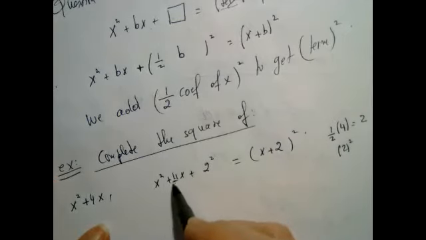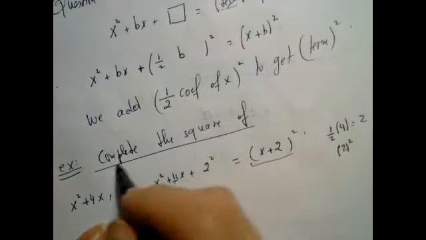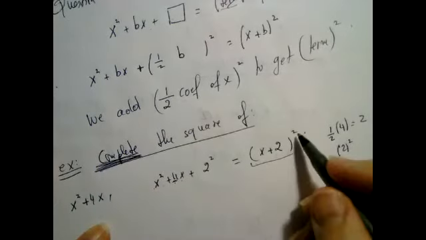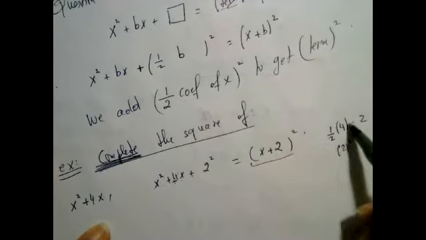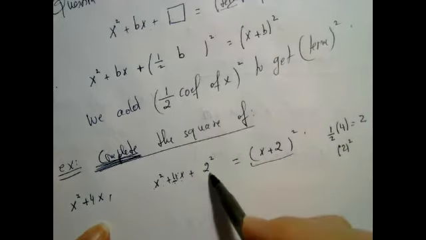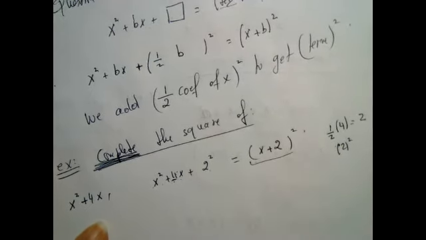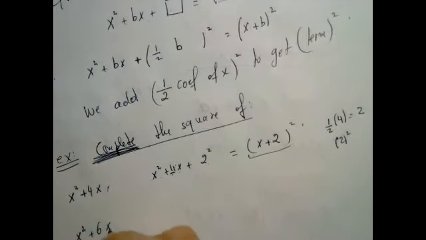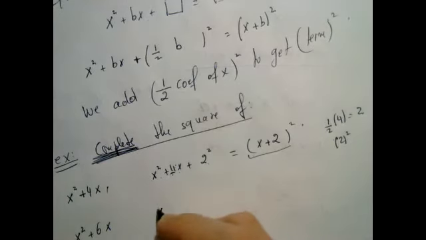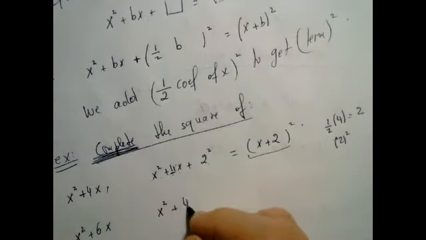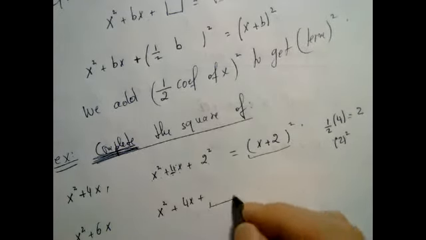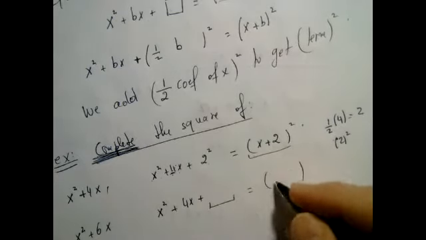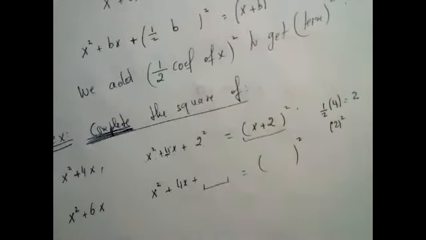So if I have an expression x squared plus 4x, what shall I add to get a term squared? That's why it's called completing the square. You take the 4, you divide it by 2, it gives you a 2, you square it, and you add it. Example number 2. x squared plus 6x. My question to you is, what should I add here, so the result is something squared?